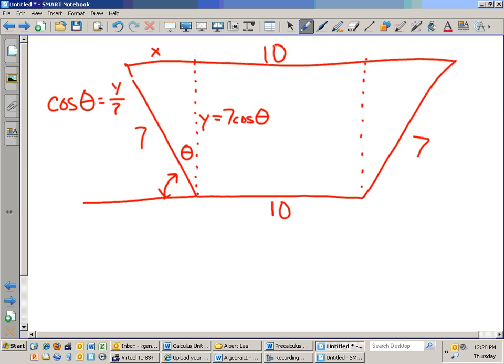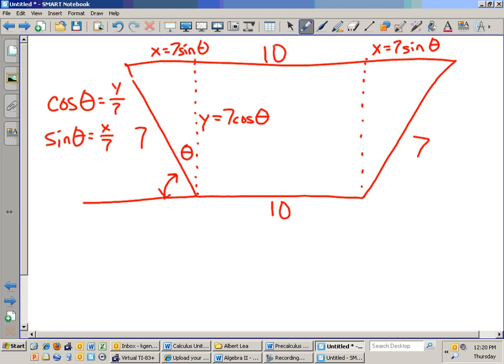Now I need this portion here. I need x. Well, x has to do with the opposite side, so I'm going to use sine. Namely, sine of theta is equal to x over 7. If you solve for x, you would get x is what? 7 sine of theta. Okay? And so this piece here is also x equals 7 sine of theta.